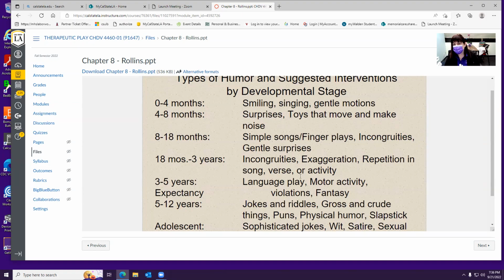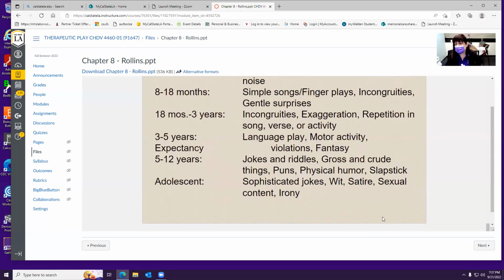3 to 5 years, language play, motor activities, expectancy. I'm not really sure what that means, expectancy violations. Or maybe what they expect. And then like if you cover up a toy and the child sees the toy and then you remove the cover and the toy is no longer there. It's either expected or it's like, oh, where did the toy go? Fantasy, things like that. 5 to 12 years, jokes, riddles, gross and crude things, puns, physical humor, slapstick humor.